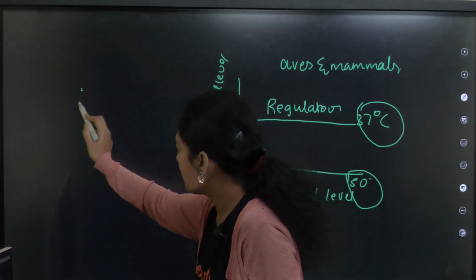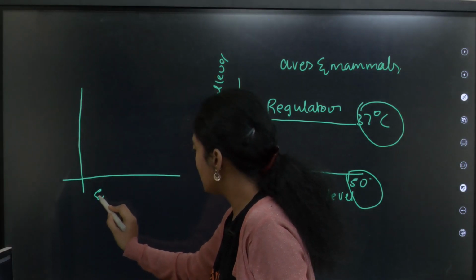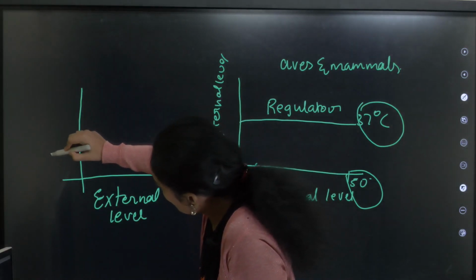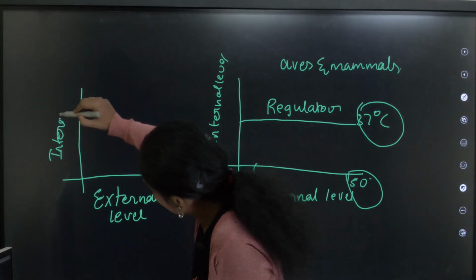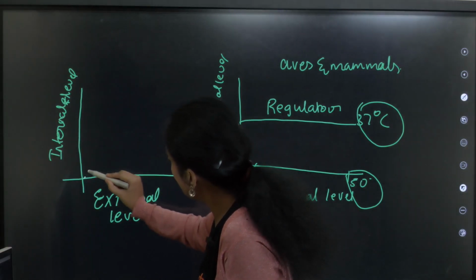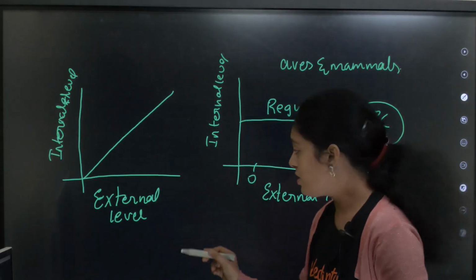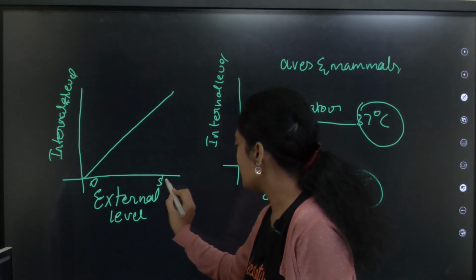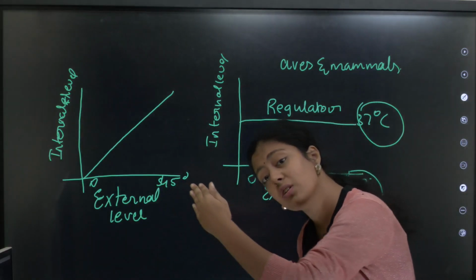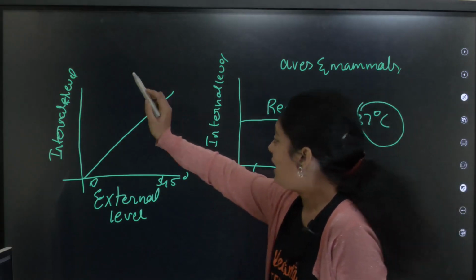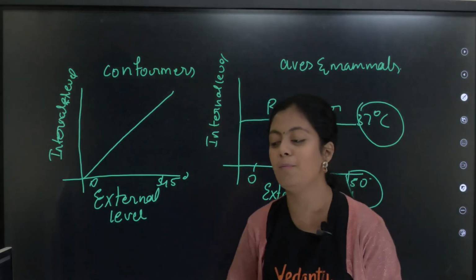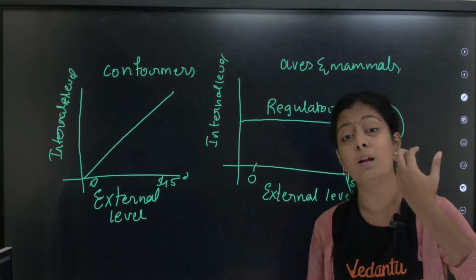Okay, now there is the next one. Okay, this is your external level. Then you have your internal level. Okay, so you can see they are changing as the temperature is increasing, take 0 to 45. As the temperature is increasing, the internal temperature is also increasing. So what are they? We call them conformers. They are not able to maintain their body temperature. They cannot regulate their body temperature.